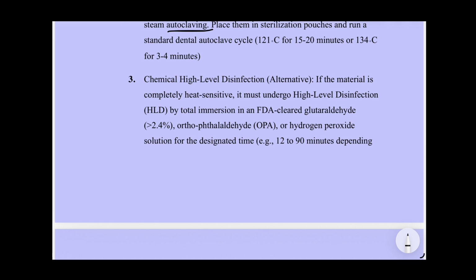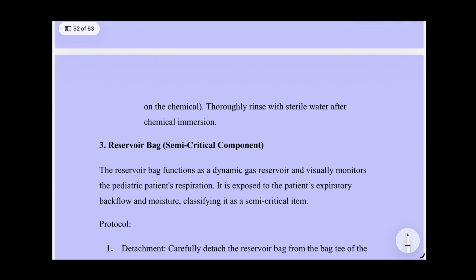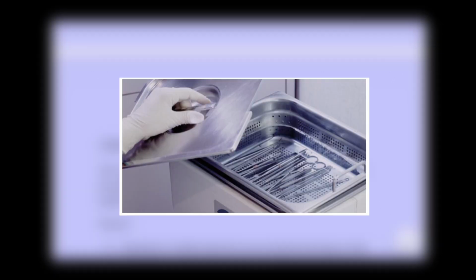If the material is completely heat sensitive, it must undergo high level disinfection by total immersion in FDA cleared glutaraldehyde, orthophthalaldehyde, and hydrogen peroxide solution for designated time. Thoroughly rinse with sterile water after chemical immersion. So liquid immersion means the item cannot simply be wiped down, it must be totally drowned in the liquid.